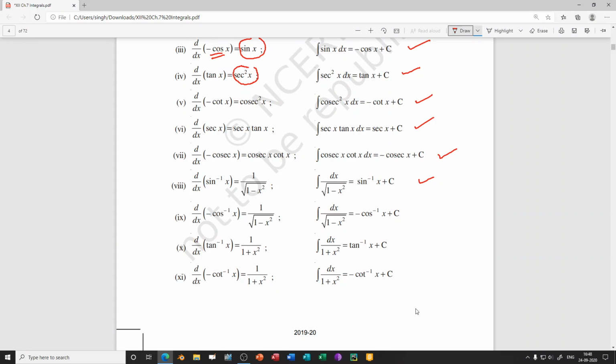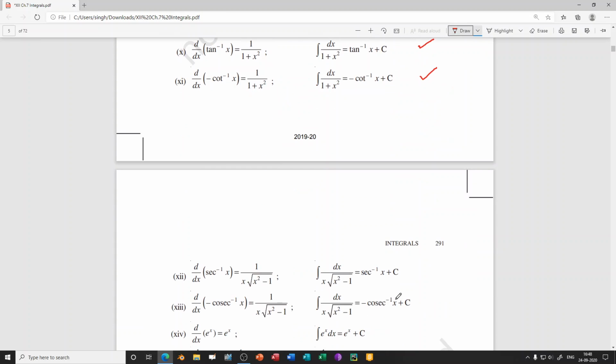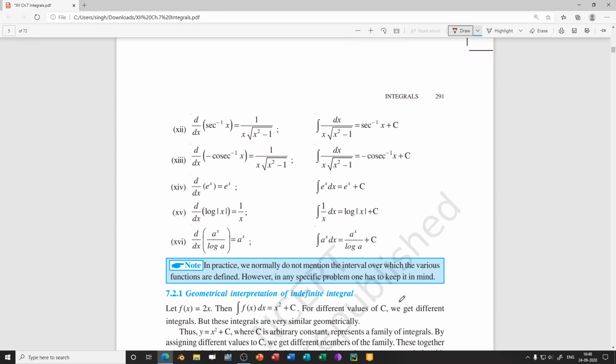Integration of dx over root of 1 minus x square is equal to minus cos inverse x plus c. Integration of dx over 1 plus x square is equal to tan inverse x plus c. Integration of dx over 1 plus x square is equal to minus cot inverse x plus c. So these are very, very important formulas, and some more are here. So integration of 1 by x dx over root of x square minus 1 is equal to sec inverse x plus c.